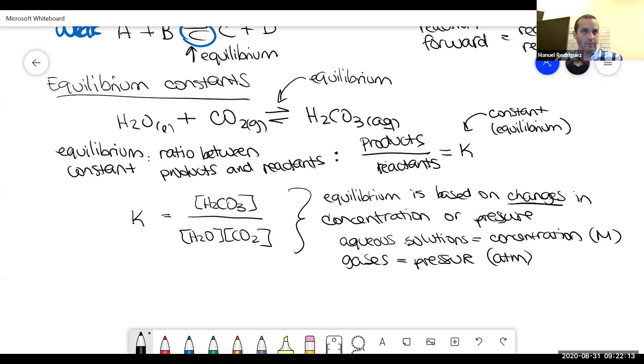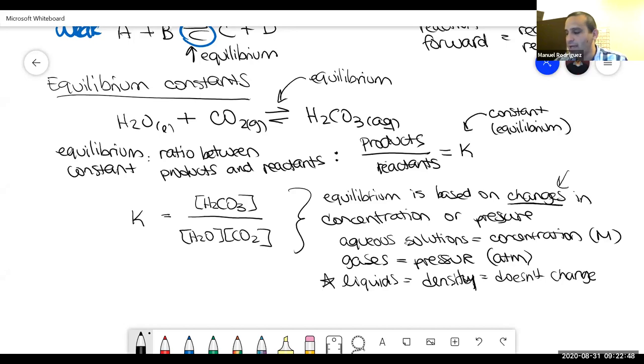Liquids don't have concentration because a liquid is just a liquid. There is nothing dissolving something else. So for liquids, their concentration is normally their density. But density doesn't change. So since density doesn't change, it doesn't follow, because the equilibrium is based on changes. So when you're writing the equilibrium constants, you do not include liquids, because liquids do not change in concentration or pressure. They are not gases, so they don't have any pressure changes. Good?